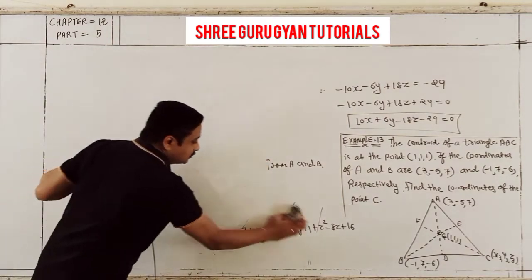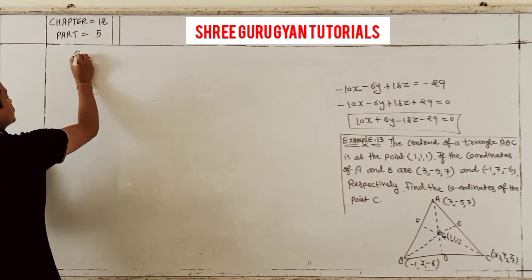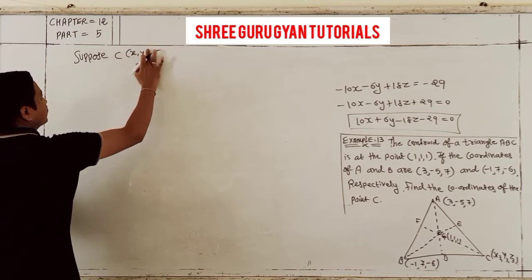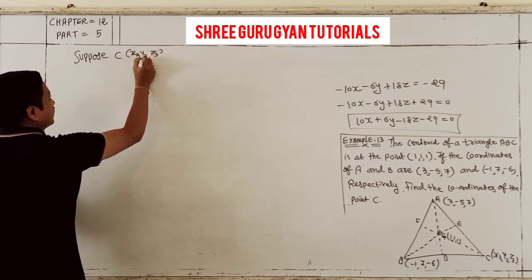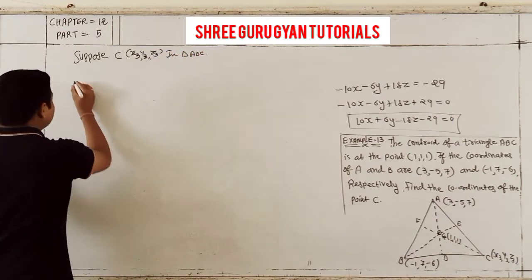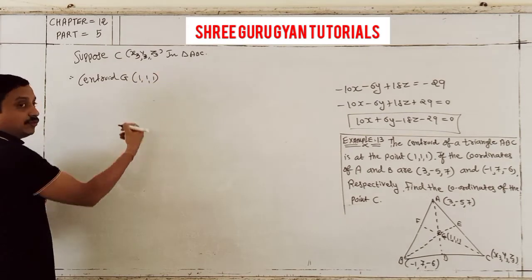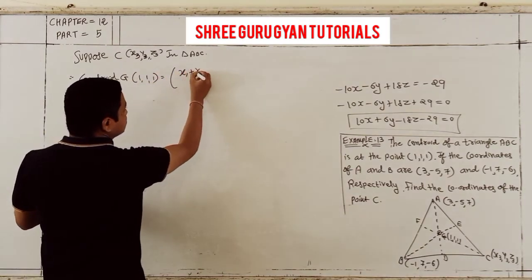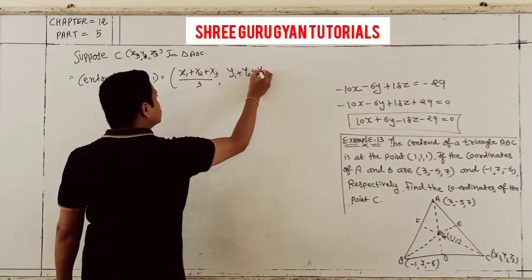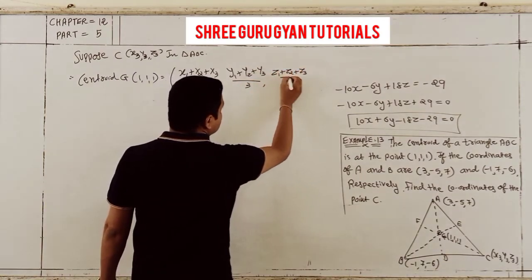And utilize our simple formula for centroid. So suppose x3, y3, z3 in a triangle ABC. Now students, we are going to use the centroid formula. Therefore, centroid G 1, 1, 1, you will write down here x1 plus x2 plus x3 by 3, y1 plus y2 plus y3 by 3, and z1 plus z2 plus z3 by 3.